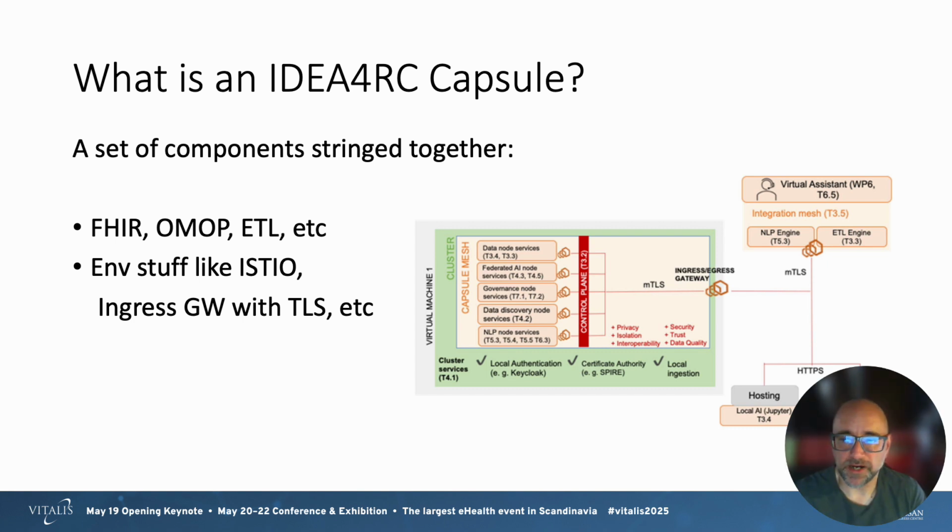Let's start off by defining what an IDEA4RC capsule is. An IDEA4RC capsule is a set of components such as a FHIR database, an OMOP database, the ETL and NLP processes, and other components that are deployed inside a specific environment, which is based on Kubernetes and has, most notably, Istio as one of its main features.